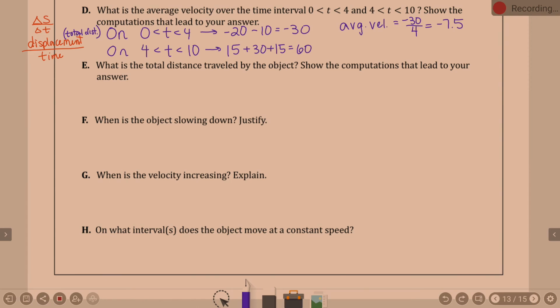Average velocity for the other piece. My displacement was 60, so that's the total distance traveled divided by a time of 6. 60 divided by 6 is 10. I don't have labels or anything on those because we weren't given labels for this problem. So, 4 down, 4 to go.